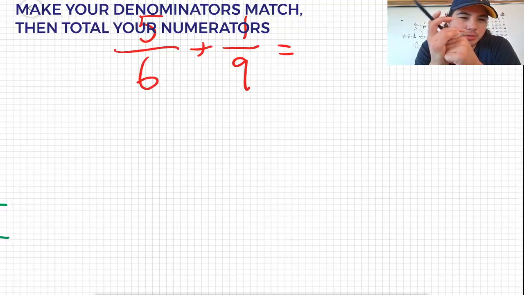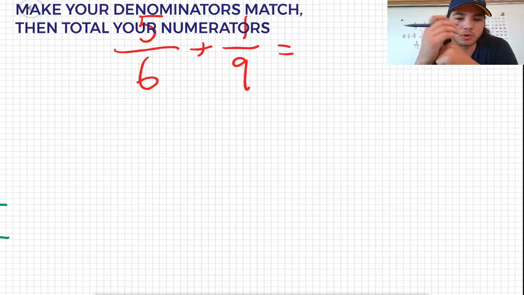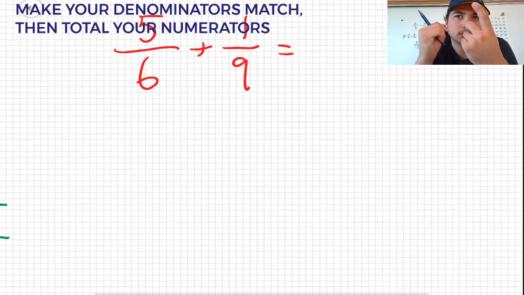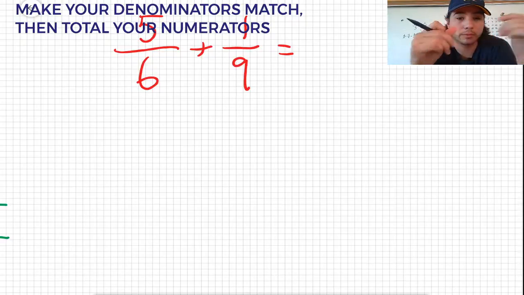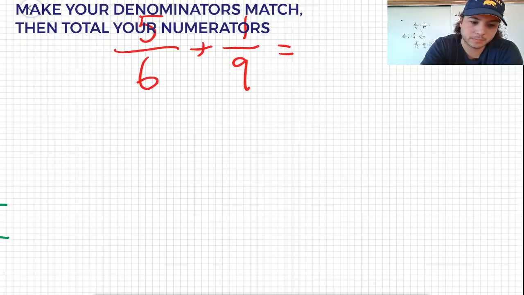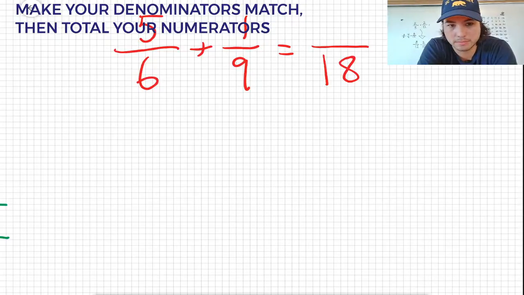Well, I know 6 times 2 is 12, but 9 times... no, that doesn't work because 9 plus 3 is 12, so that can't be a multiple. 9 times 2 is 18. Is 18 a multiple of 6? 6, 12, 18. There we go. So we know our answer here could start being in 1/18.